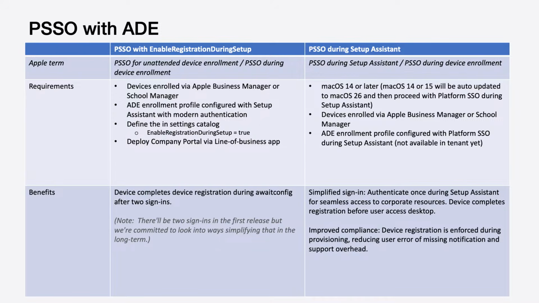And also don't forget to deploy Company Portal via line of business app, because as a line of business app, you will be able to do a sync for enrollment in the admin portal. So the benefit is really telling by itself. Device completes device registration during await config after the two sign-ins. Right now, the first version will be released with two sign-ins, because the first one will be about downloading the MDM profile and the second sign-in for completing the registration. But we'll also be working on improving the process in the long term.